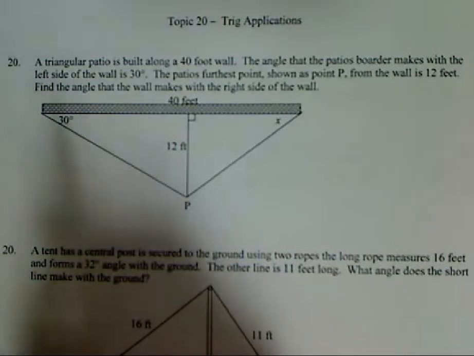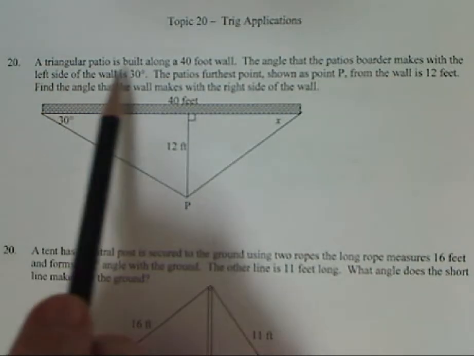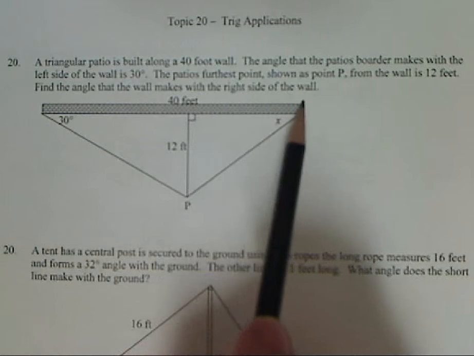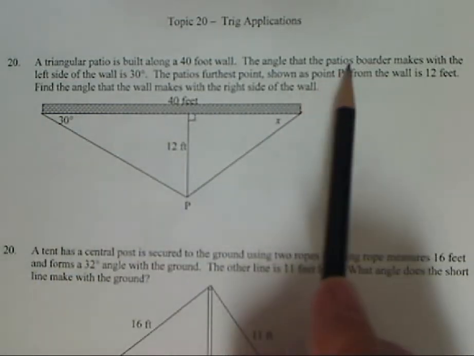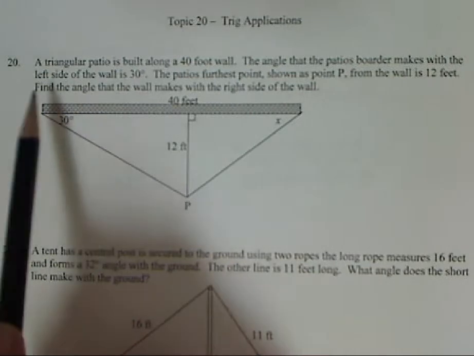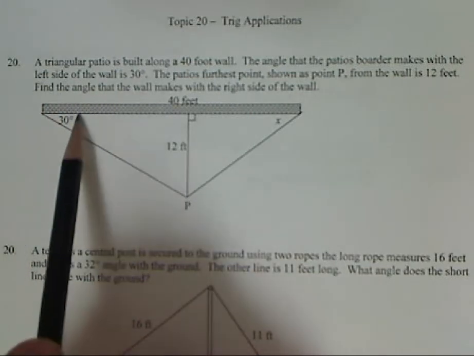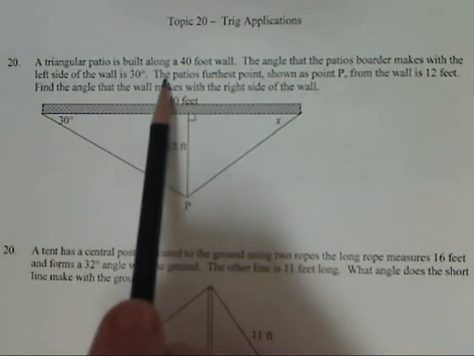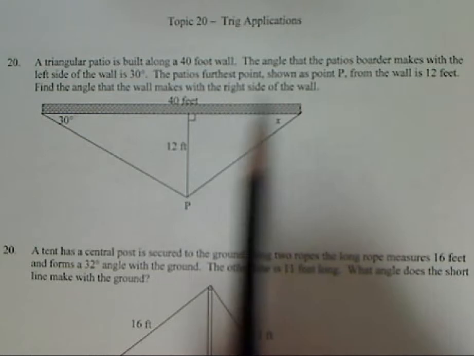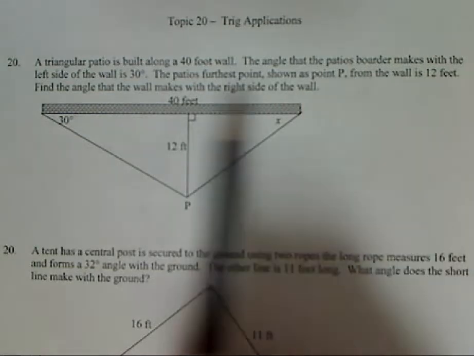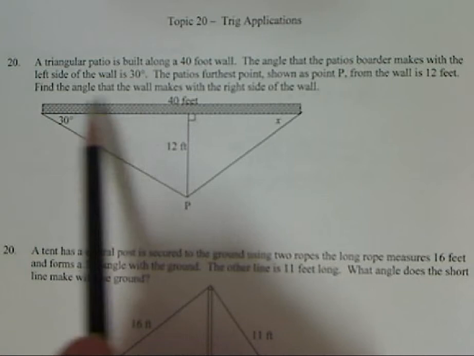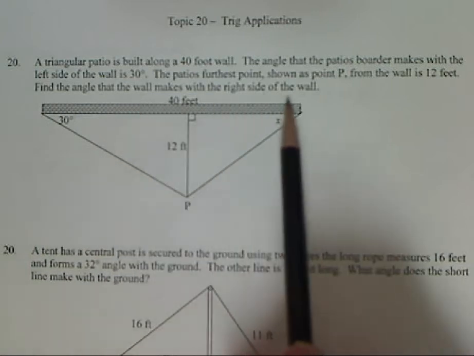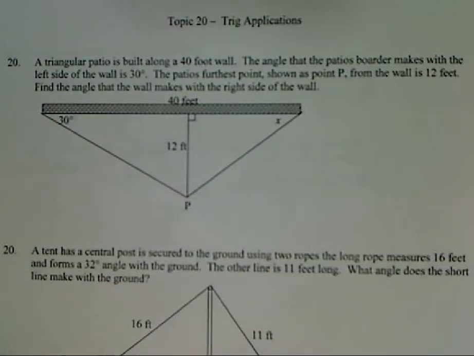So we have a triangular patio built along a 40-foot wall. So that means this whole distance here is 40. The angle that the patio borders make with the left wall is 30 degrees. That's this angle. And the patio's furthest point, shown at point P, from the wall is 12 feet. So that's 12 feet from here to here. We've got to find the angle that the wall makes with the right side. That's this x. So basically we're going to be looking for x.